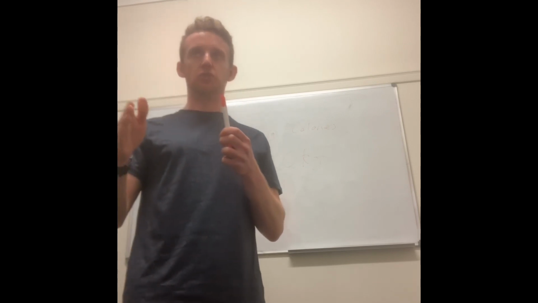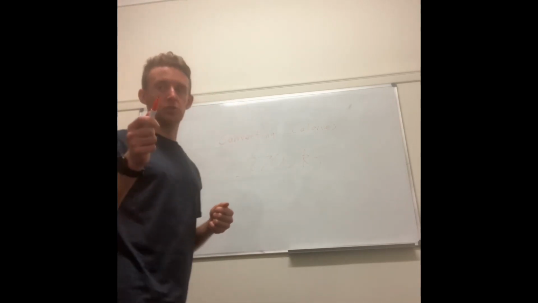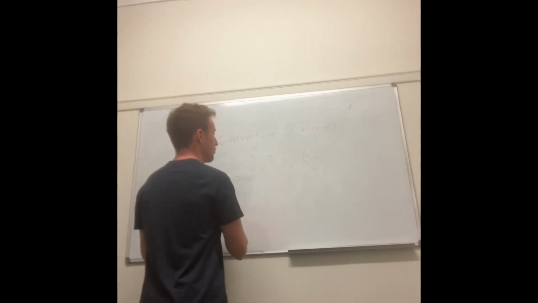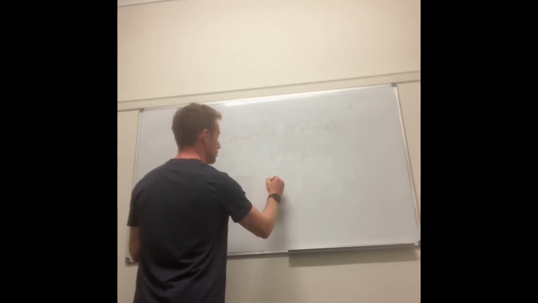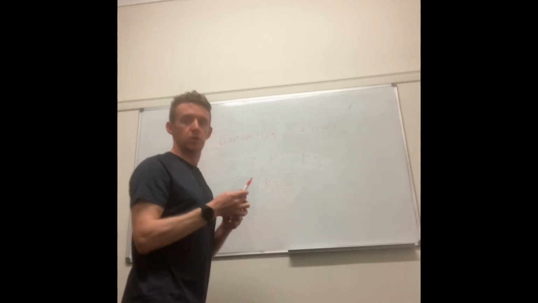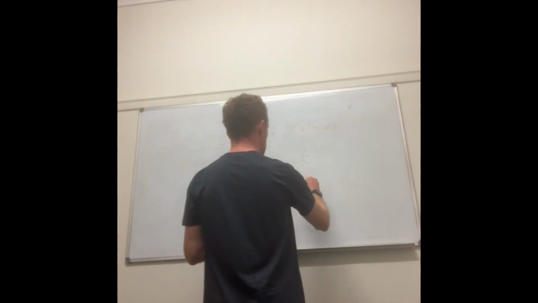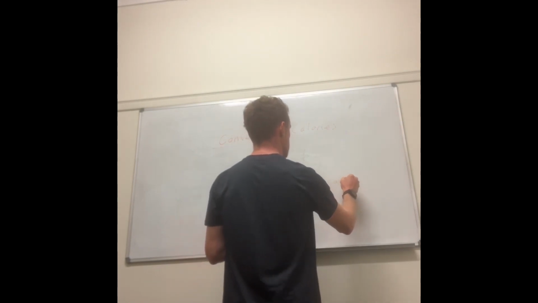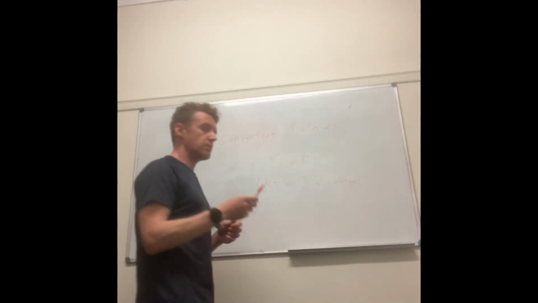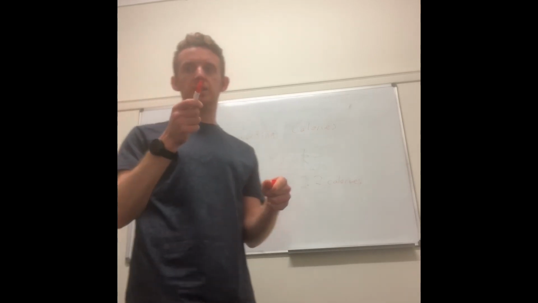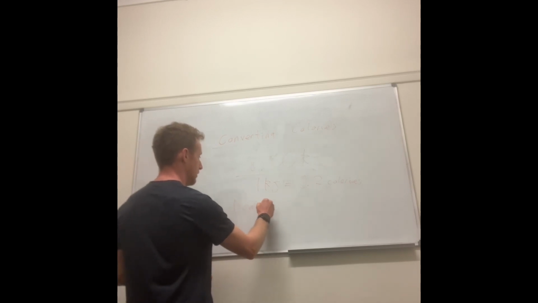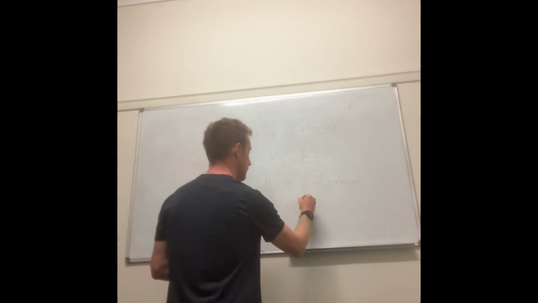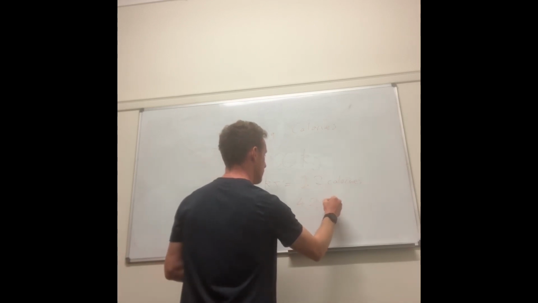So now we're going to move on to the conversion process. So the conversion process for kilojoules to calories is 1 kilojoule equals 0.2 calories. And then to convert it the other way is 1 calorie equals 4.2 kilojoules.